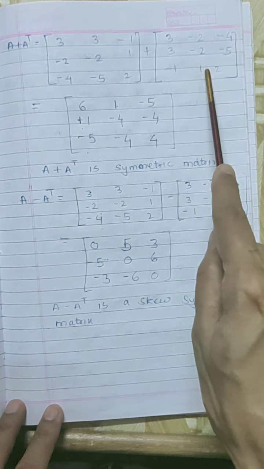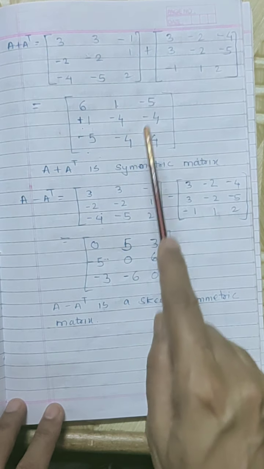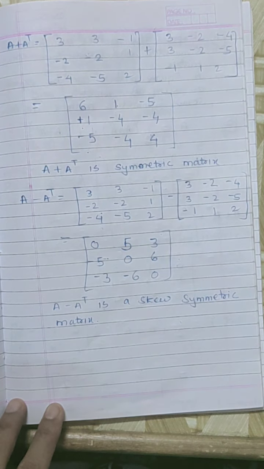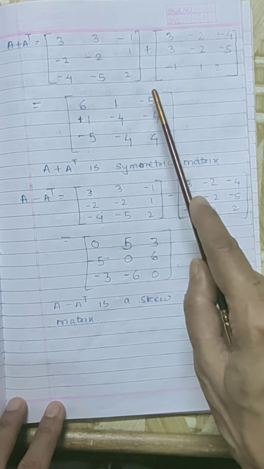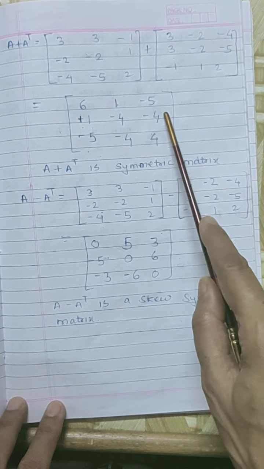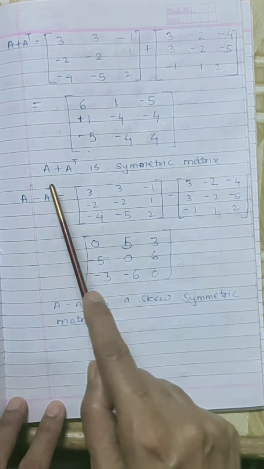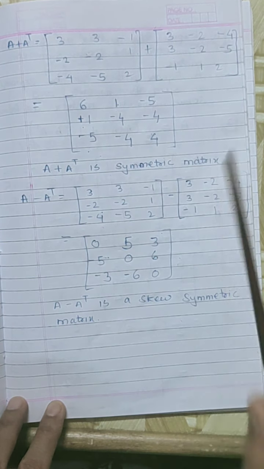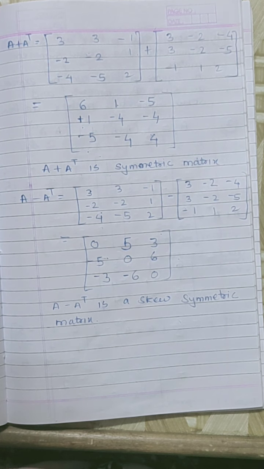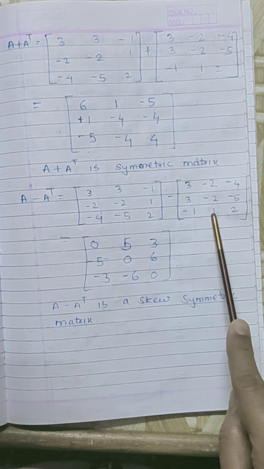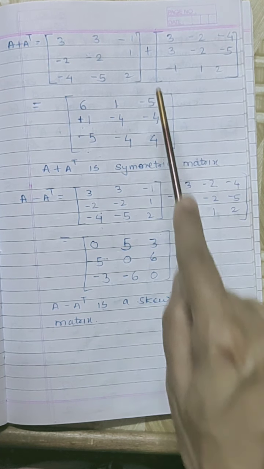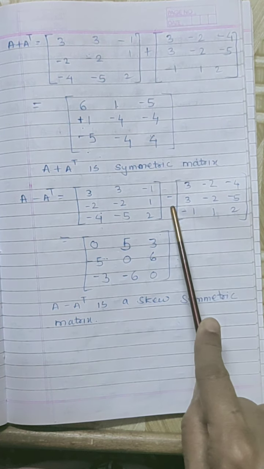Write down A plus A transpose, add the corresponding elements. So see, here 1 is there, here also 1 is there, minus 5, minus 5, minus 4, minus 4. So A plus A transpose is a symmetric matrix. Now A minus A transpose we will find. We are having A also and A transpose also. First we have done the addition, now we will do the subtraction.